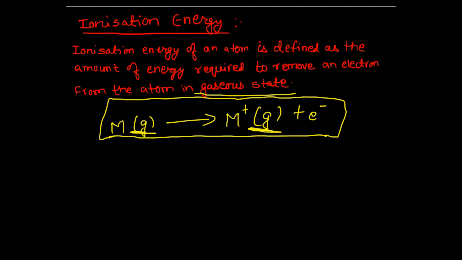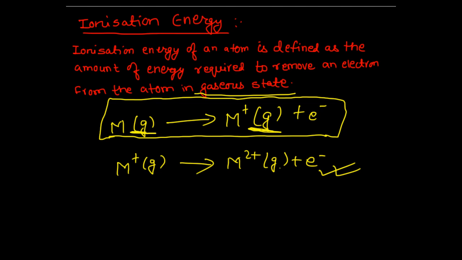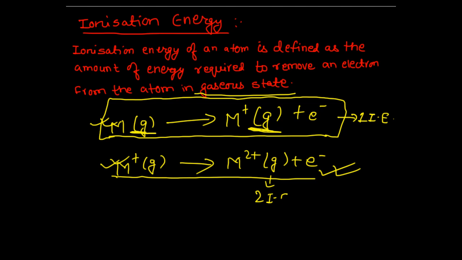Now, what will happen if we try to change this M plus ion to M2 plus ion plus e minus? So, is this also the ionization energy? Many people get confused in this case. This is also the ionization energy. Now, what you need to know here is that the upper notation is called first ionization energy. The second notation is called the second ionization energy.